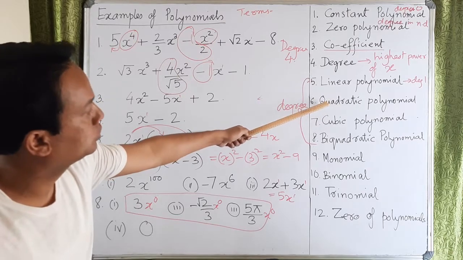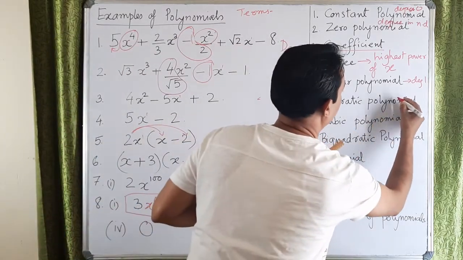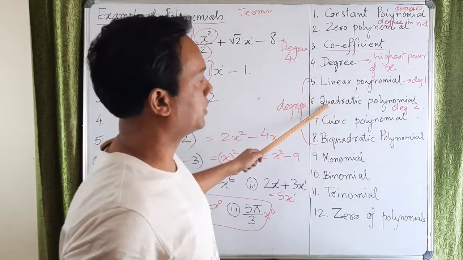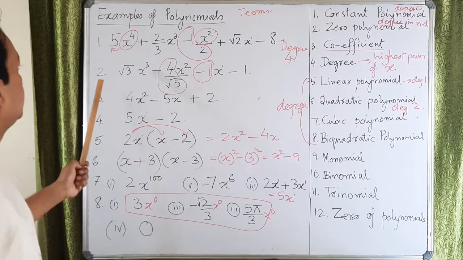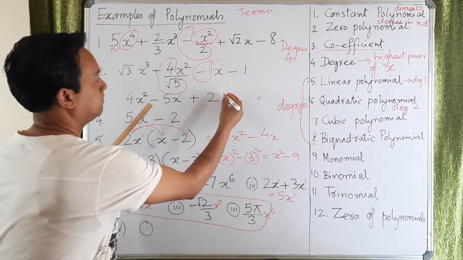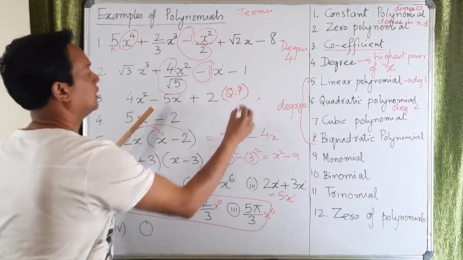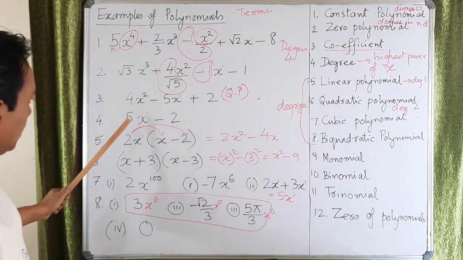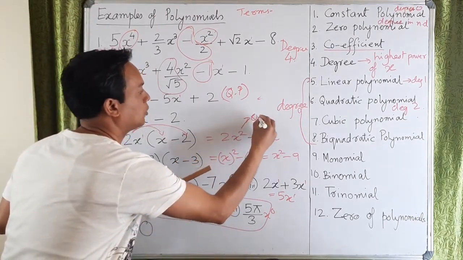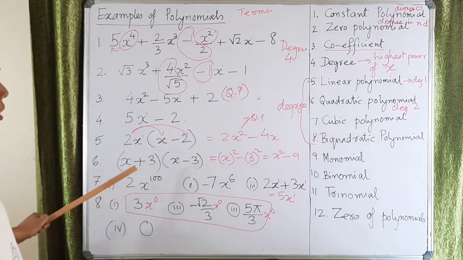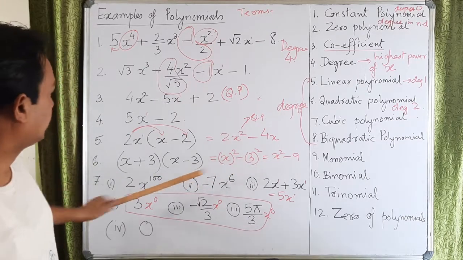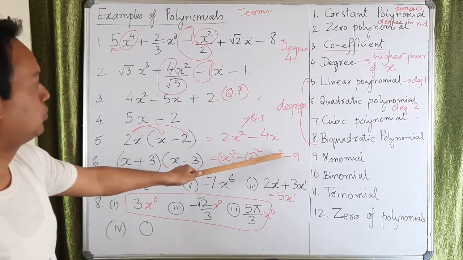So we've come to quadratic polynomials. Degree 2 polynomials are called quadratic polynomials. Remember, quadratic polynomials are degree 2. Now let's see which one has degree 2. We have degree 4, degree 3, degree 2. This polynomial will be a quadratic polynomial. Then, this one is linear. This one is degree 2, so this also will be a quadratic polynomial. This one also is a quadratic polynomial, degree 2. After multiplying, it becomes power 2. Highest power is 2, degree 2.